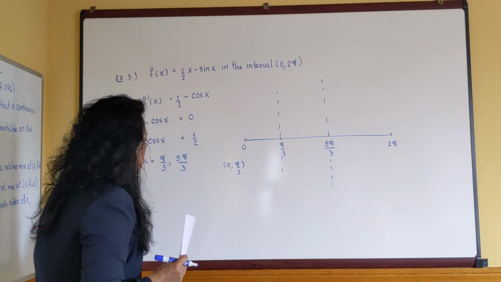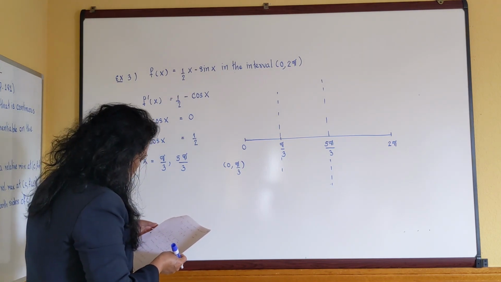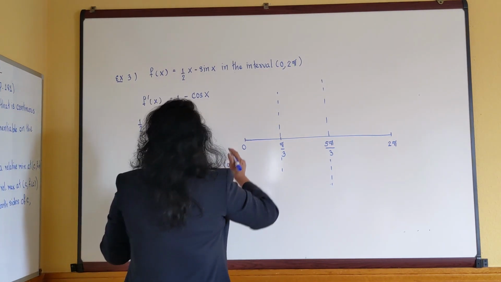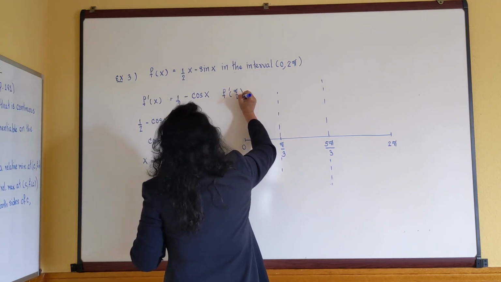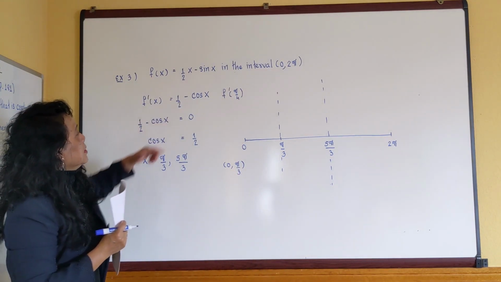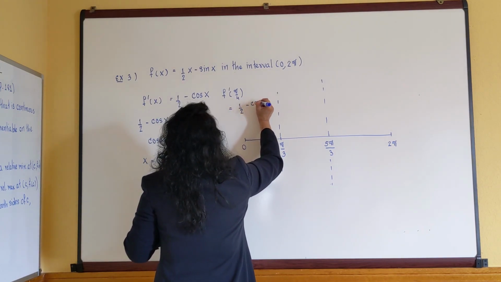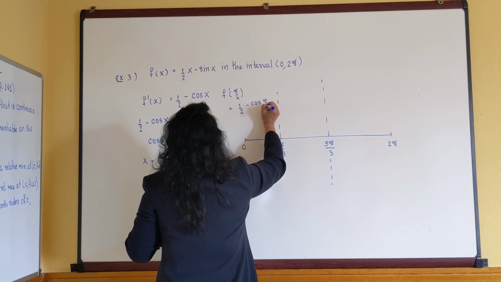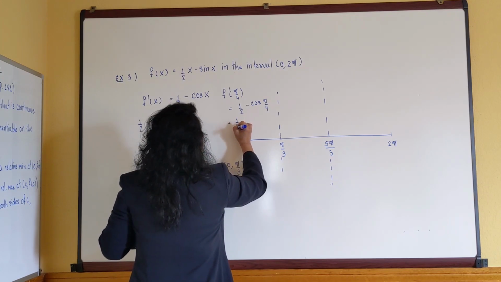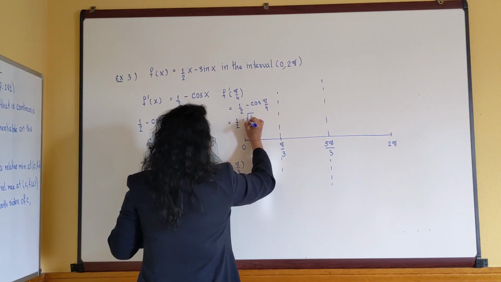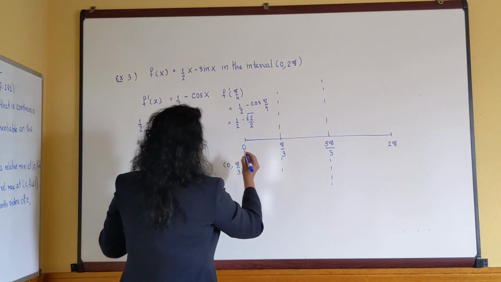We have to pick something in between this, alright, and plug it into the derivative function. I pick pi over 4, so f prime of pi over 4. So we're going to put in here, alright, so that is 1/2 minus cosine of pi over 4. Alright, 1/2 is 1/2. Cosine of pi over 4 is square root of 2 over 2. Obviously this is less than 0, so this is decreasing.